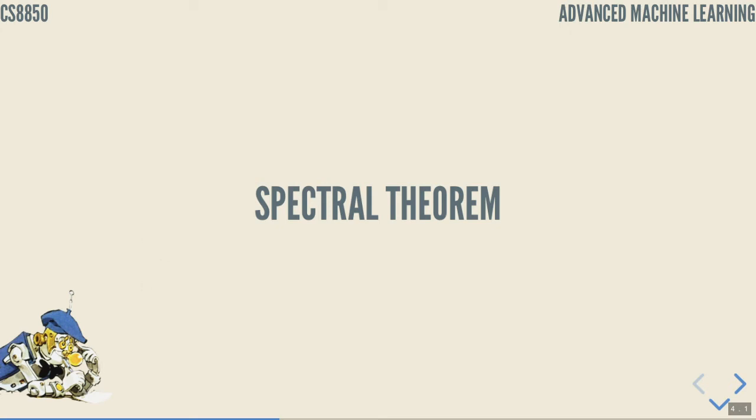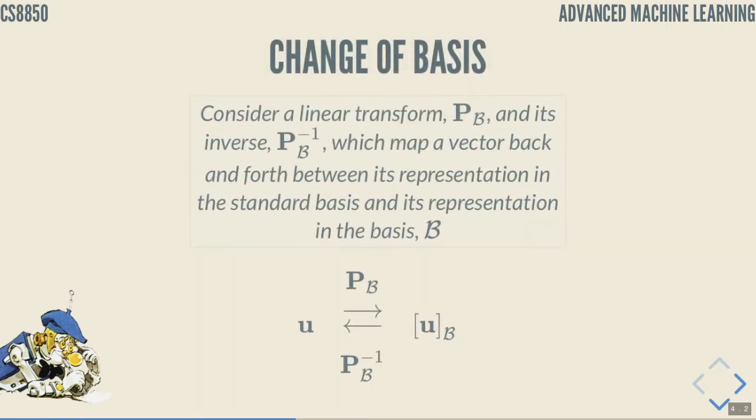Let's consider, or discuss, the spectral theorem. First, change of basis. So we have a linear transform P sub B and its inverse, P inverse sub B, which map a vector back and forth between its representation in the standard basis and its representation in the basis B.